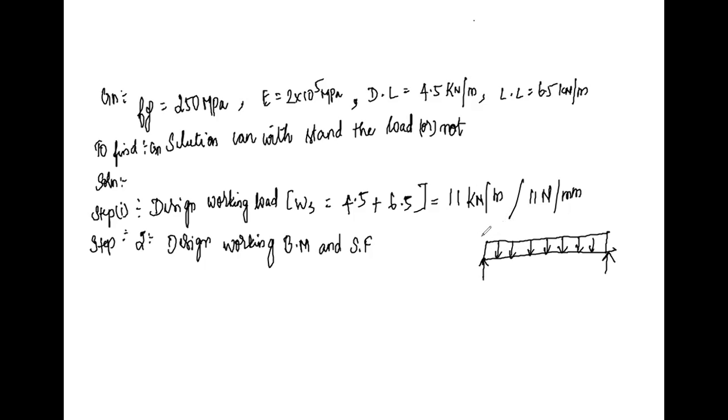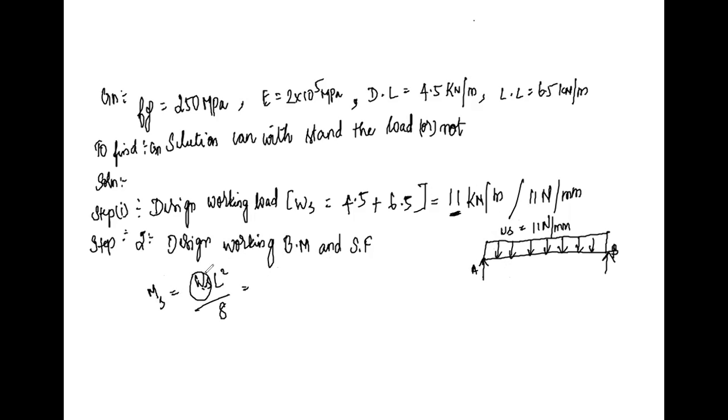Okay. So the working load we calculated is 11 kilonewton per meter. So WS is equal to 11 kilonewton per meter. Mark this as A and mark this as B. Now we have to calculate the bending moment. What is the formula to calculate the bending moment for a simply supported beam with UDL? MS is equal to WS L square divided by 8.